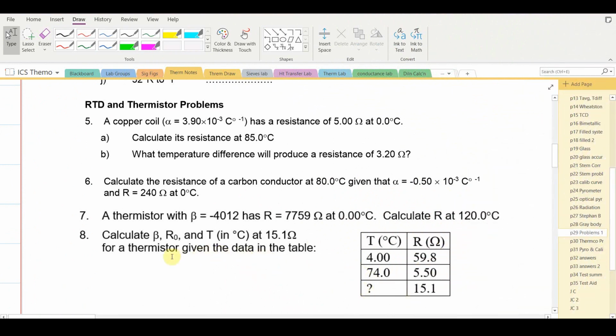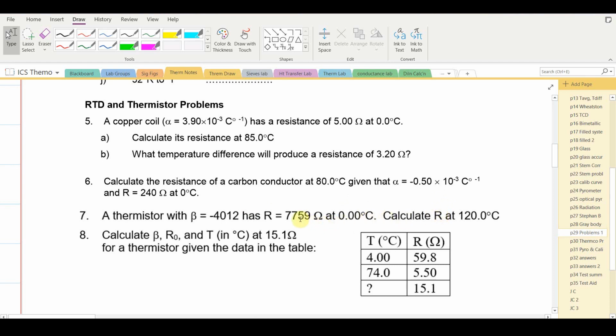On page 29 we have questions 7 and 8 dealing with thermistors, and let's start with question number 7. It says a thermistor with a temperature coefficient beta of negative 4012 has a resistance of 7,759 ohms at the freezing point at 0 degrees C. Calculate the resistance at 120 degrees C. Our formulas are in terms of resistance, so it should be simply a matter of plugging these values into our formula to calculate R.